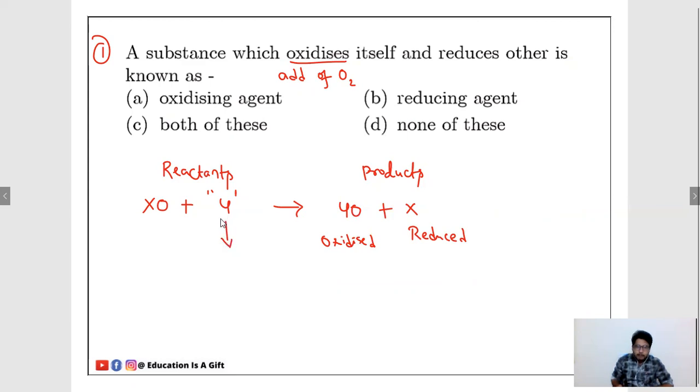You see, because of this Y, X lost oxygen. Removal of oxygen is known as reduction, isn't it? So because of Y, X has lost oxygen and X got reduced. So Y is known as reducing agent. The agent or element which is responsible for reduction is known as reducing agent. So the answer is reducing agent.